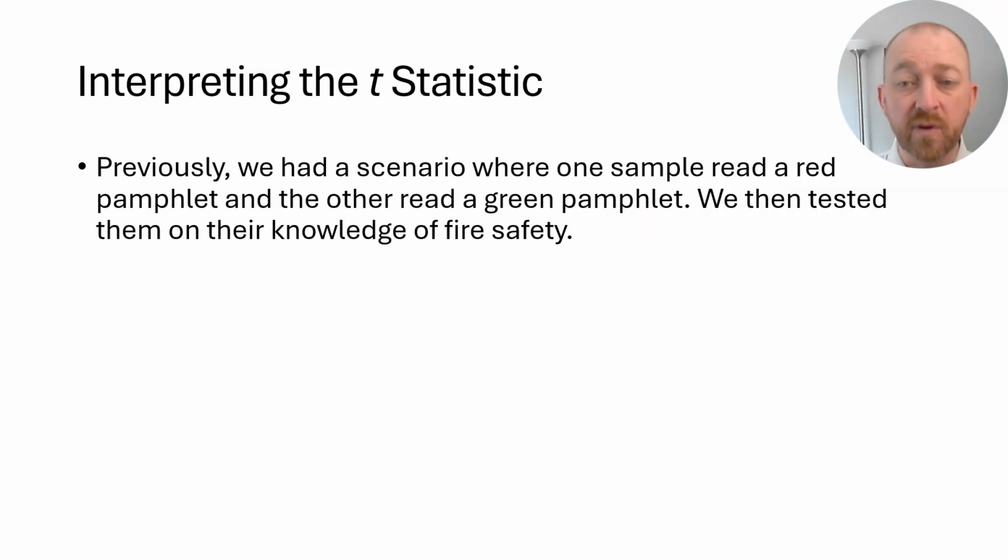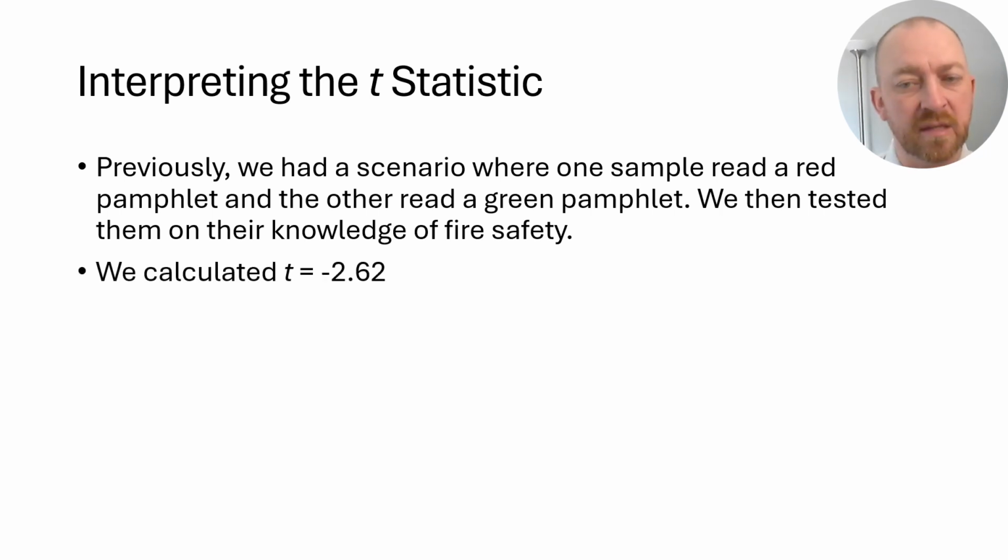Okay, so a quick recap of our scenario. We had two different groups. We had a version of a pamphlet that was green, a version of a pamphlet that was red, and they had different formats or whatever, different presentations, doesn't really matter. Then we tested people on their knowledge of fire safety. Our dependent variable, therefore, was knowledge of fire safety on that quiz, and our independent variable was which pamphlet they read, okay?